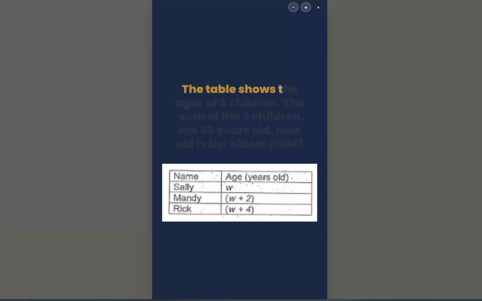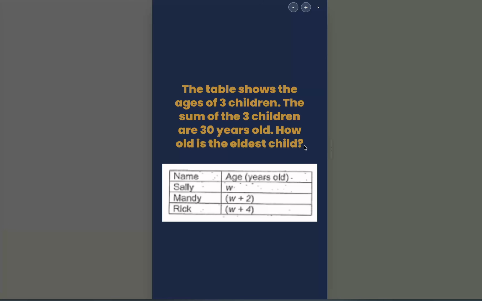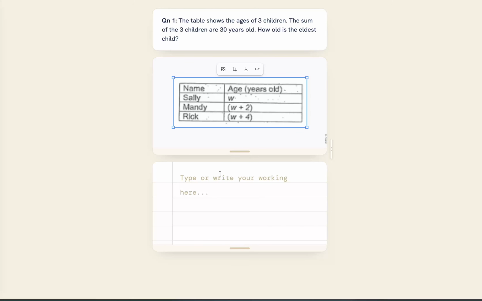Question 1. The table shows the ages of 3 children. The sum of the 3 children's ages is 30 years old. How old is the eldest child? So in this case, we need to know who is the eldest child. The eldest child is Rick.